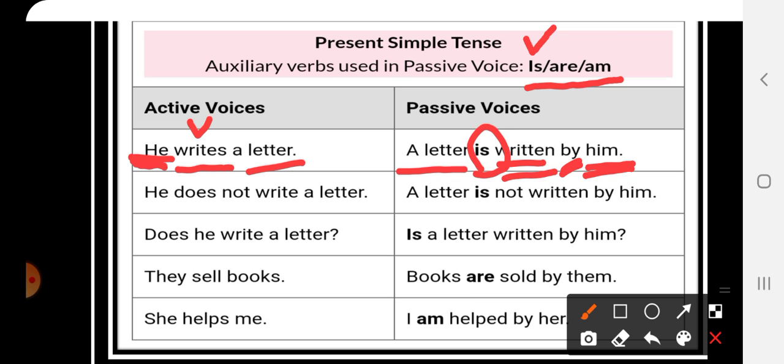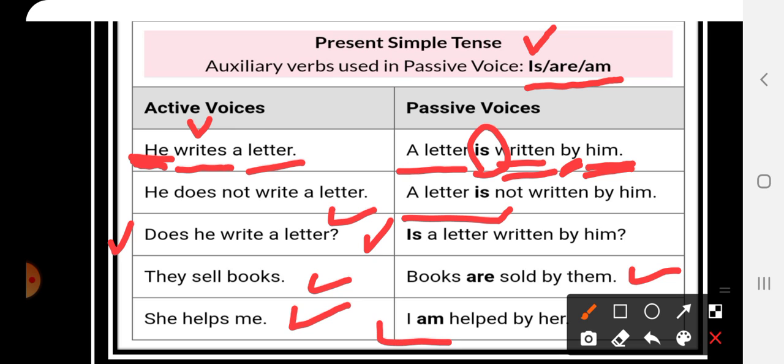So this is how active voices are changed into passive voices. There are some more examples also, that have been changed using the same rules that we just discussed. Let's read them. He does not write a letter got changed to: a letter is not written by him. Then an interrogative sentence: does he write a letter? Will be changed to: is a letter written by him? Then a simple sentence: they sell books. That will be changed in passive voice as: books are sold by them. Next, she helps me. The passive voice of this is: I am helped by her.